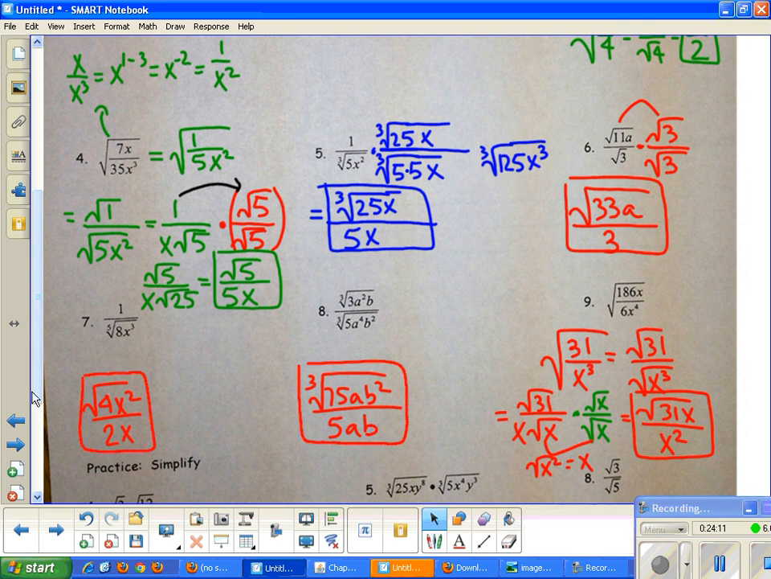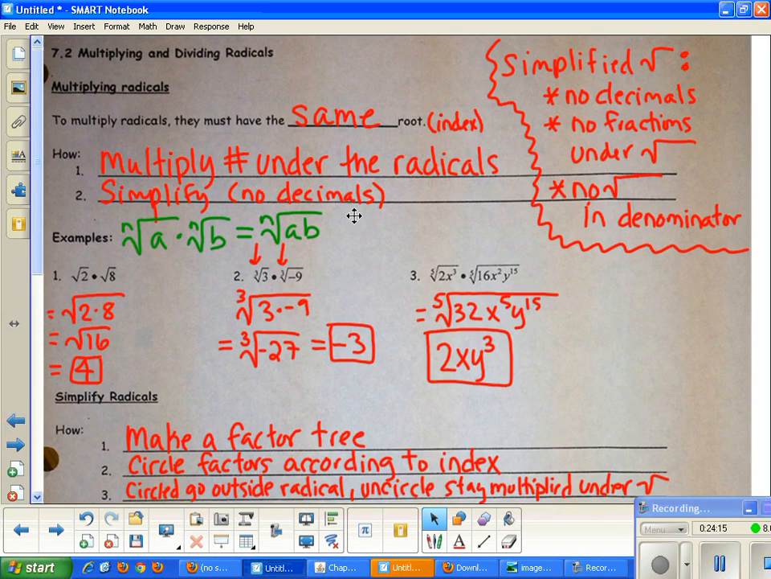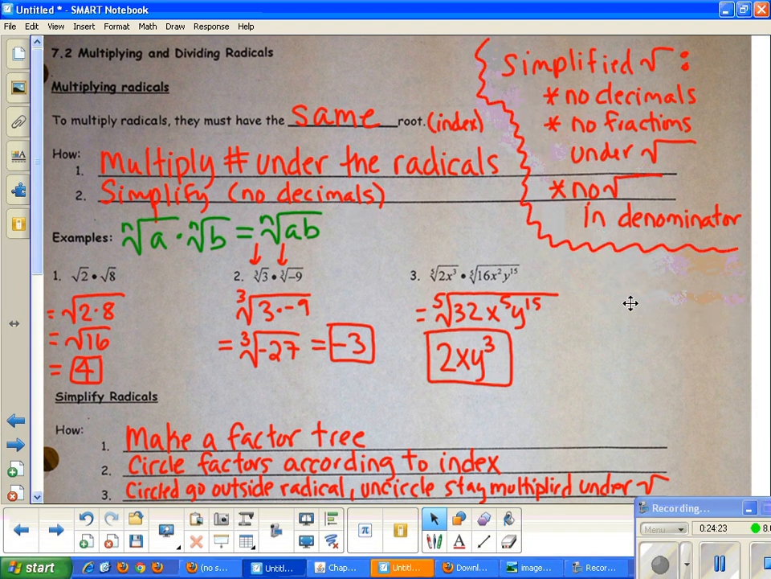And again, the main thing to remember is what you need to do in order to simplify these radical equations. So remember, simplifying radical equations means no decimals. It also means no fractions underneath the radical and no radicals in your denominator.